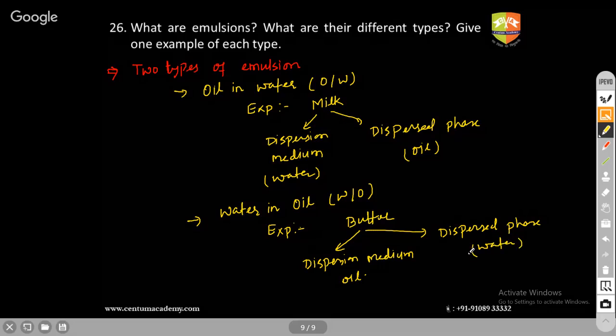These are the two types of emulsion we have in general. With example, you must remember. Always try to write down, support your theory with some example. So always good. Understood? Next question you see.